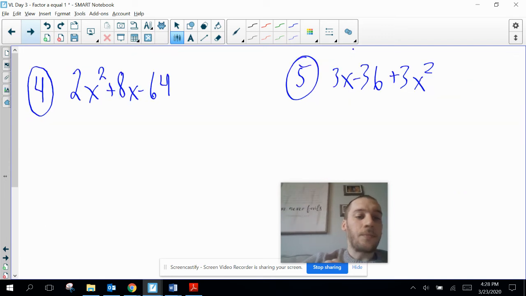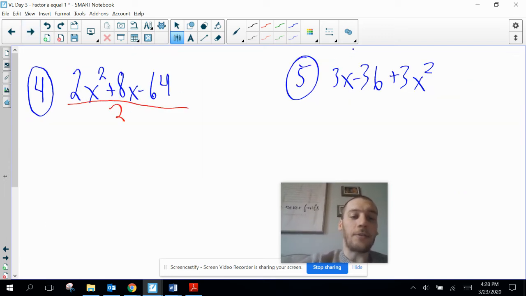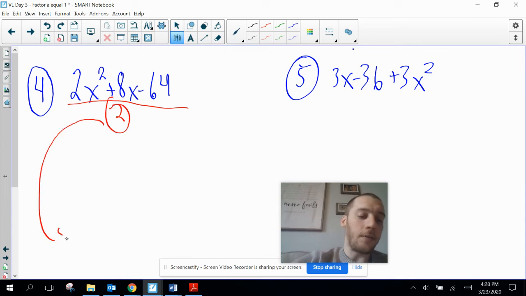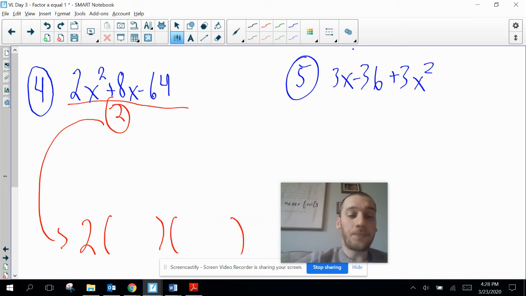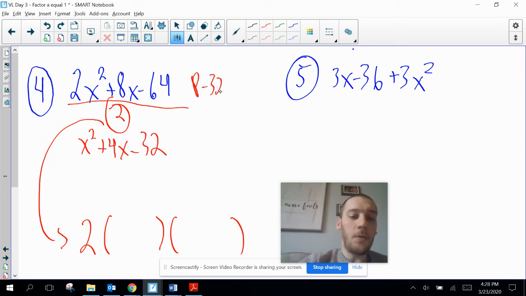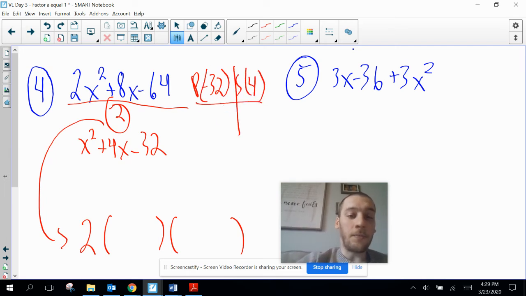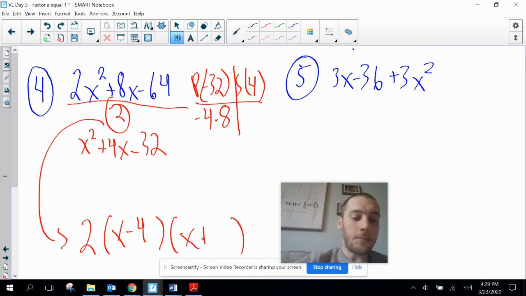Keeping it moving. So this one, it's in the right order, but now there is a greatest common factor. They're all divisible by 2. I'm going to take that and put it on my final answer at the end. After I take 2 out of each of these, we got x squared plus 4x minus 32. So I want to multiply to get negative 32, but have a sum of 4, and that's going to be negative 4 times 8. So we got x minus 4 and x plus 8.